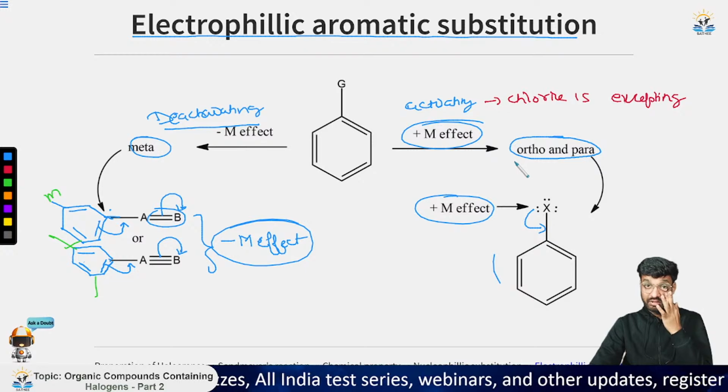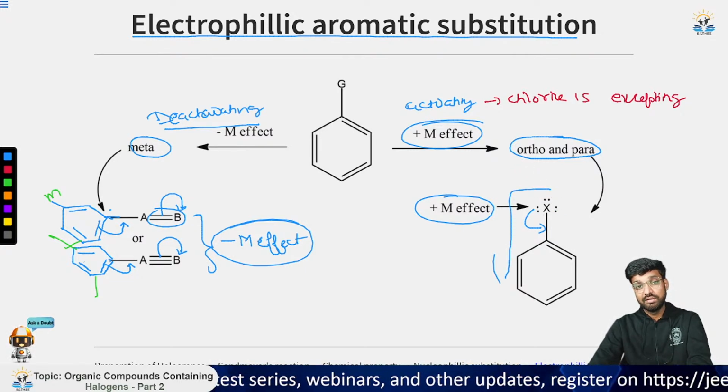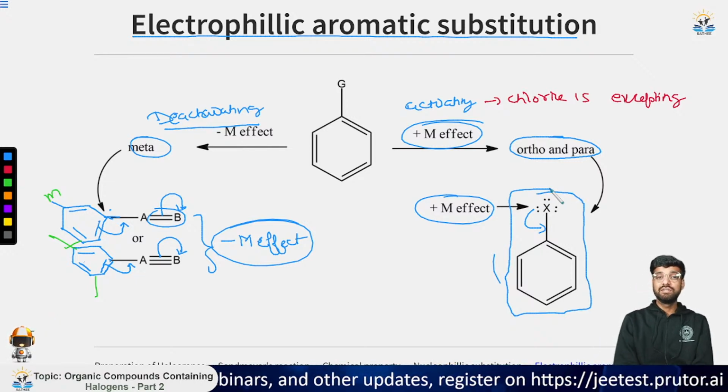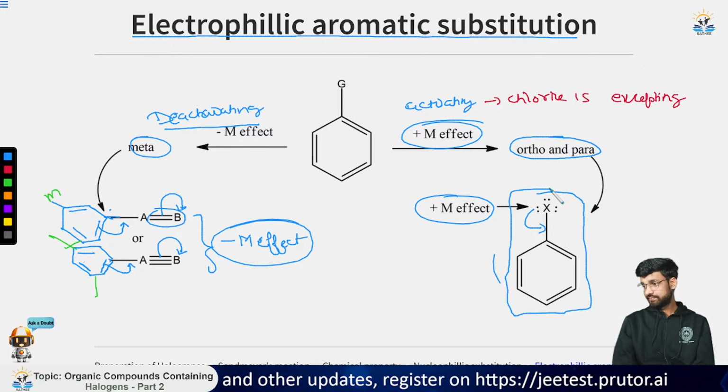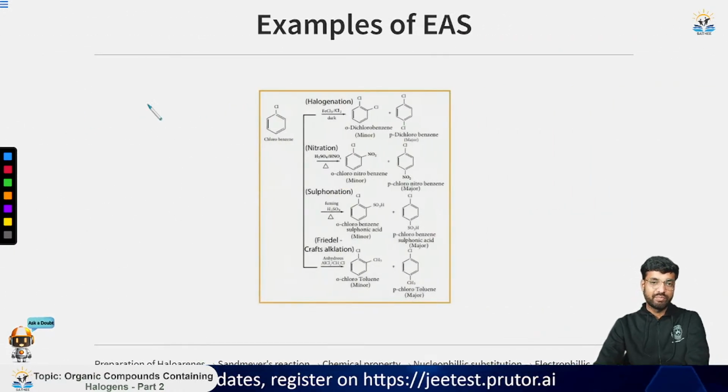Okay, so this is all about electrophilic aromatic substitution, and we will be considering this one because we are dealing with halogens. So we will also see ortho-para direction with the plus M effect. Okay, so let us see some examples. So these are the examples we have.